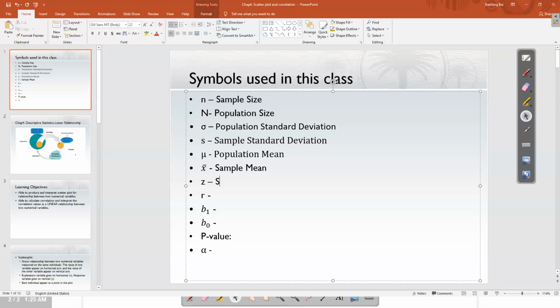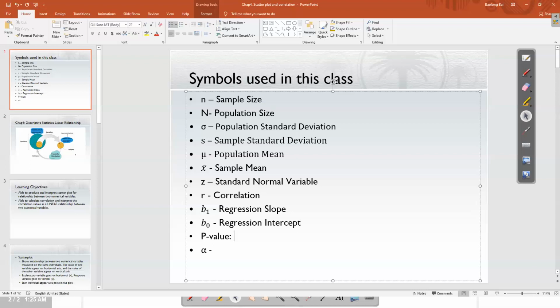Okay, z is the standard normal variable. We're going to learn this in normal distribution. And then r, we're going to learn r today. This is called the correlation. And b1 is the regression slope, and b0 is the regression intercept. And this is the y-intercept.